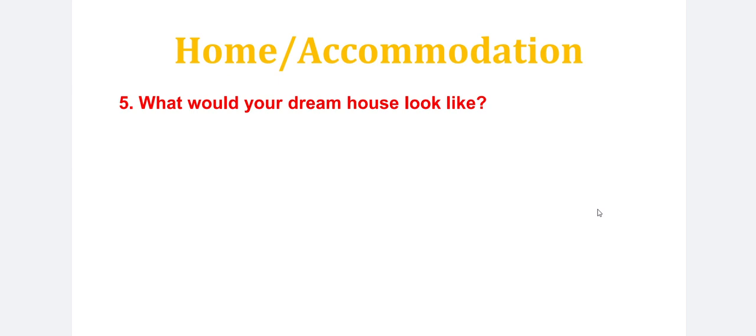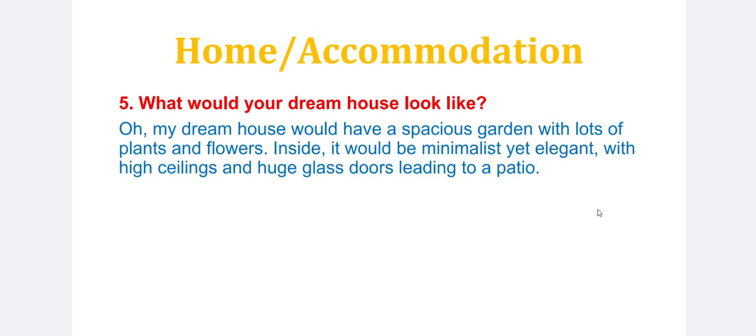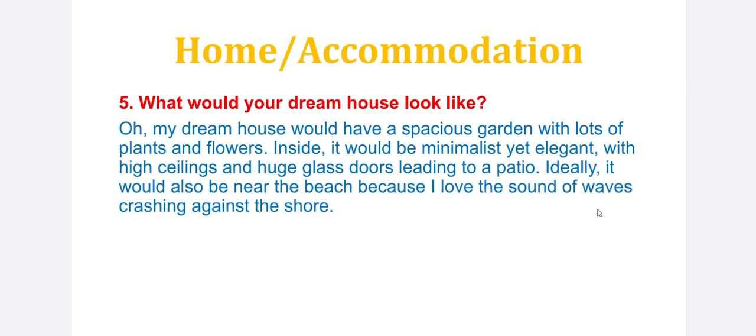Let's see the answer. My dream house would have a spacious garden with lots of plants and flowers. Inside, it would be minimalist yet elegant, with high ceilings and huge glass doors leading to a patio. Ideally, it would also be near the beach because I love the sound of waves crashing against the shore.